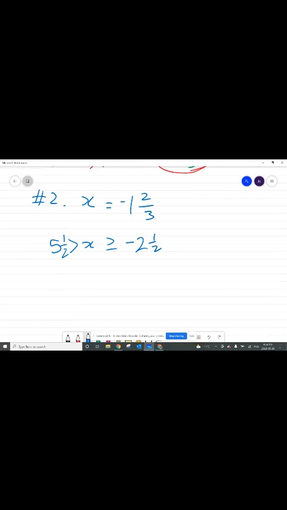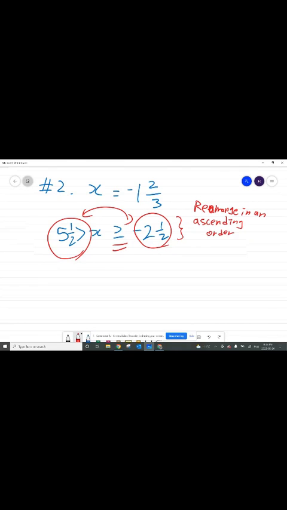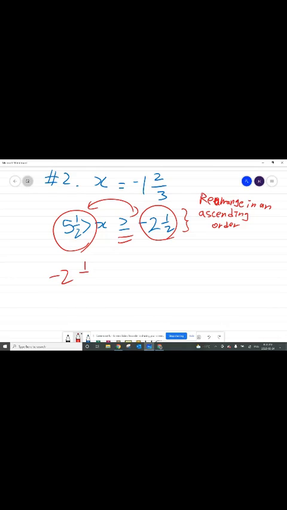In this case, what people generally do is rearrange in ascending order. What I mean by that is the small number first, then the larger number, and vice versa, except you need to include the condition. So if you rewrite, negative 2 and 1 over 2 is bigger than or equal to x, smaller than 5 and 1 over 2.